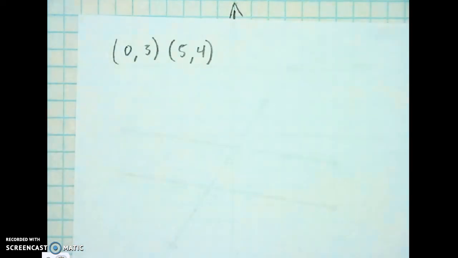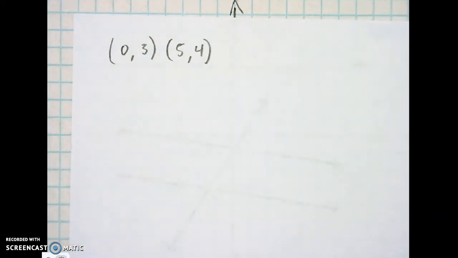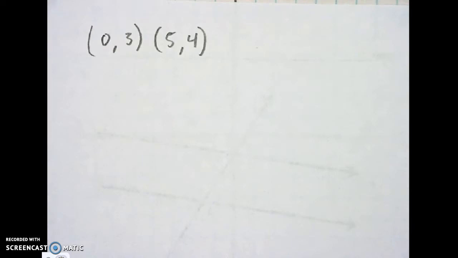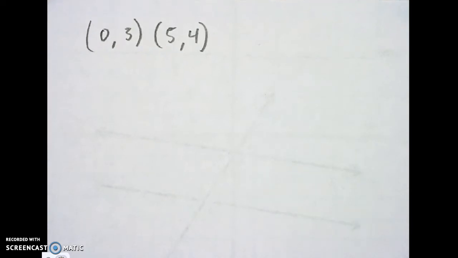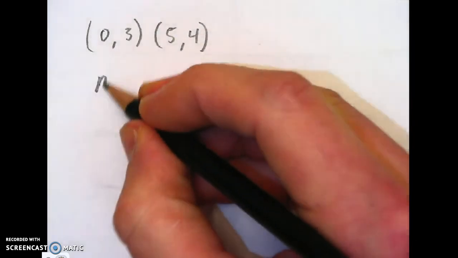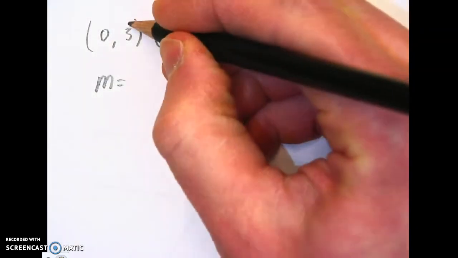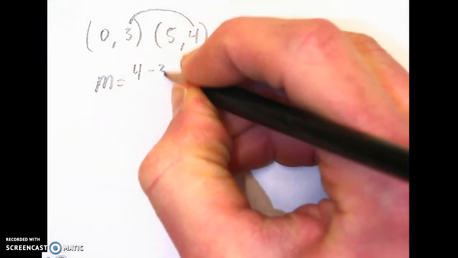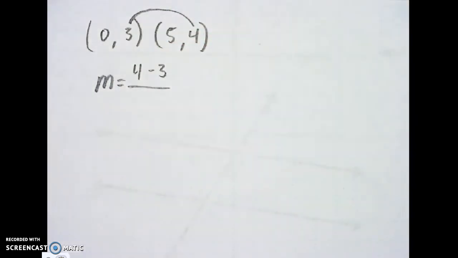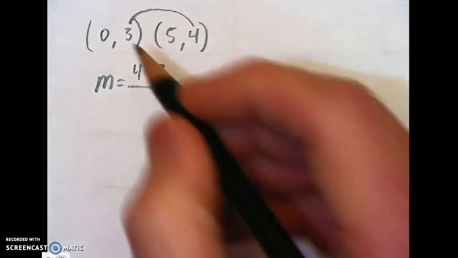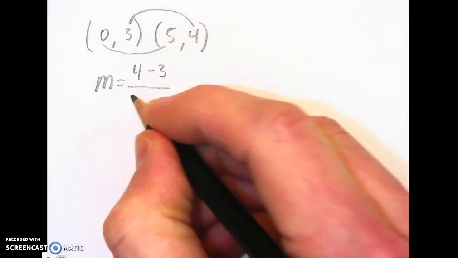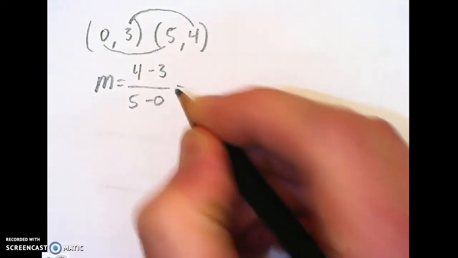I'm going to be showing you 2 ways. One way you're going to cringe, and the next way your mind will be blown. Here we go. I'm going to do this by finding the slope like we've always done. I'm going to take the y values and subtract them. I'm going to take my x values and subtract them. 5 minus 0. Let's see what we get here.